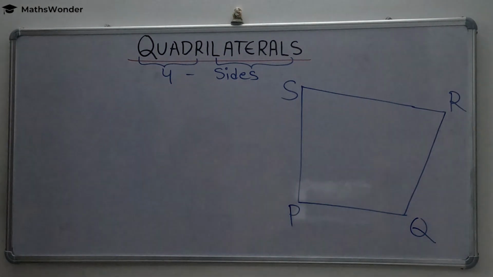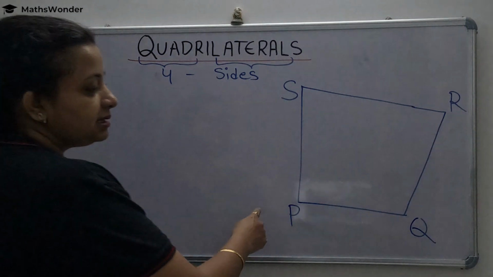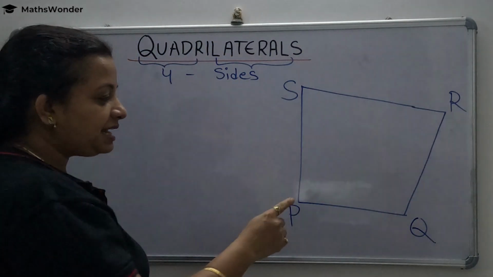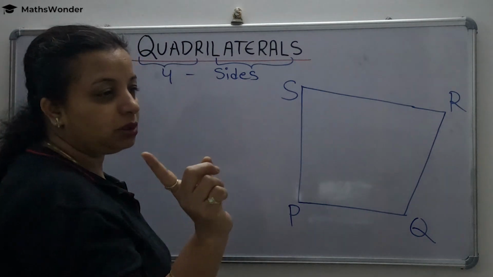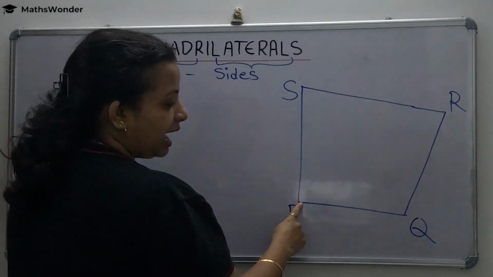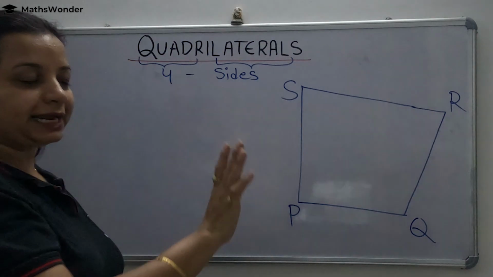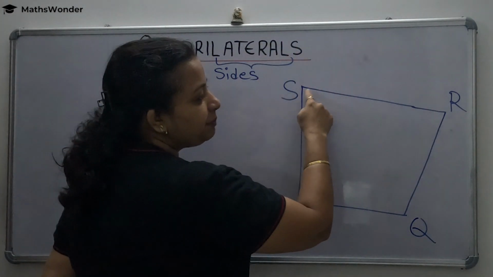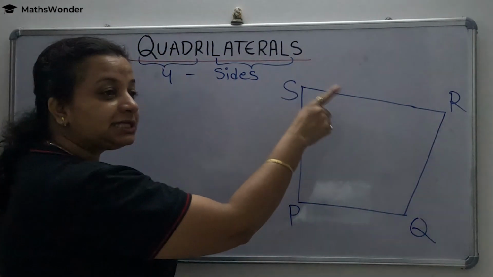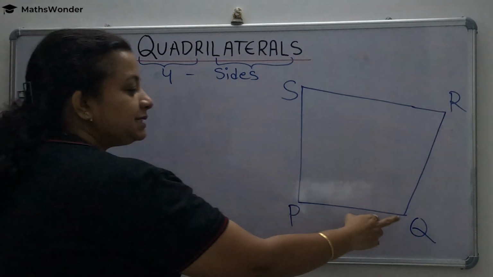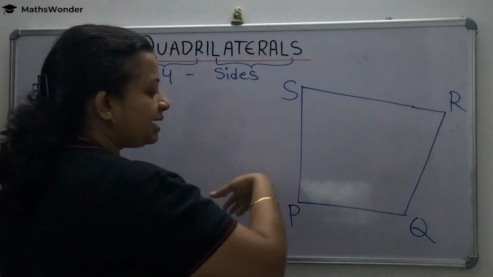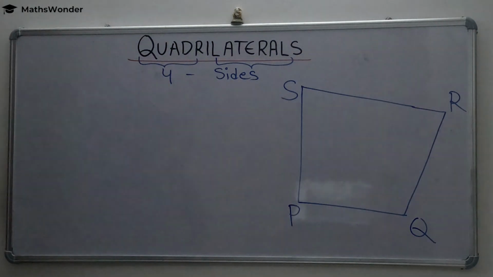We always represent all the vertices with capital letters. And very important, the proper way of naming a quadrilateral is by writing the letters representing the vertices in cyclic order. You can't write it like P, R, Q, S. Always write it in a cyclic order, like P, Q, R, S. Not like P is here, Q is here, R is here, S is here. Always go in a proper cyclic order.